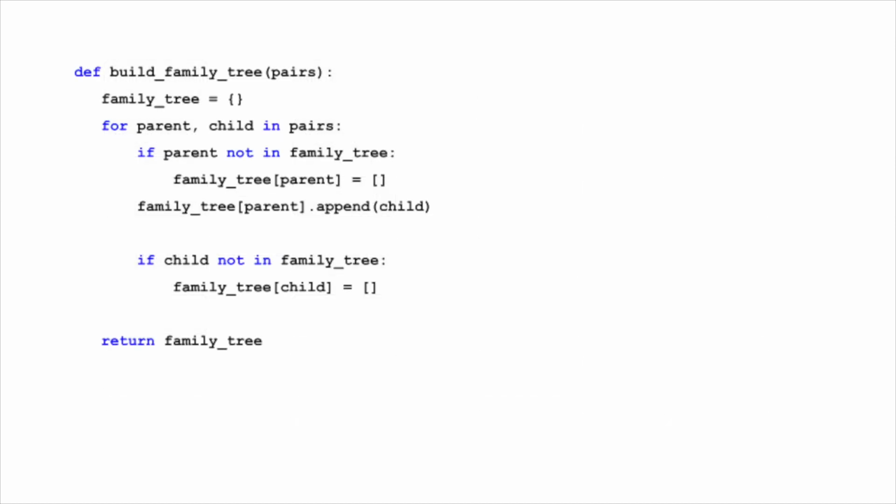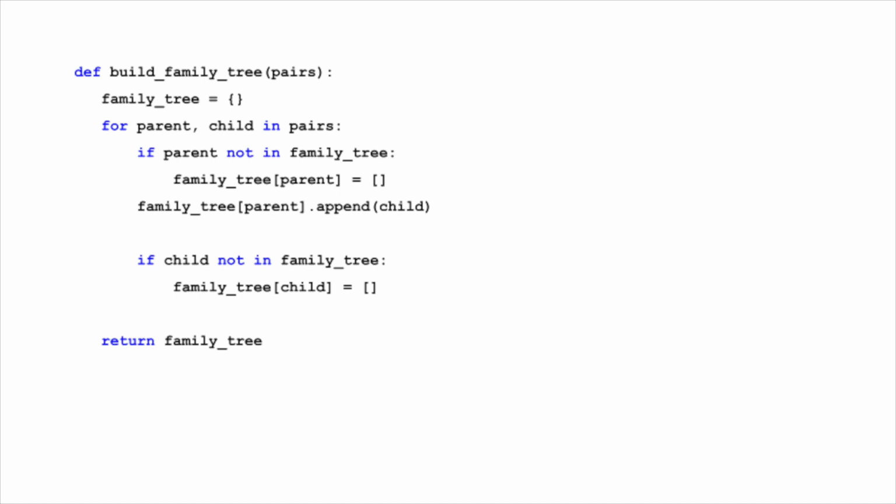Let's take a look at the Python code for building the family tree into a data structure. For this part, the function buildFamilyTree takes a list pairs. First, we iterate over each parent-child pair in the list. For each pair, we check if the parent is already a key in family tree. If not, we add it and initialize its value as an empty list. We then append the child to the parent's list in family tree.